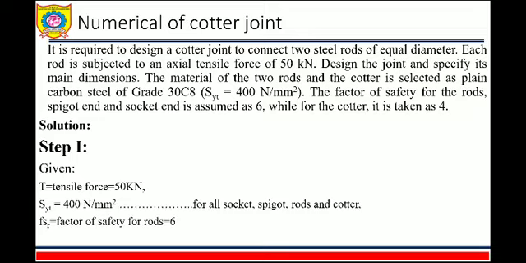Then factor of safety of rods is equal to 6. That means factor of safety, whatever rods are there which are connected to spigot and socket, of which factor of safety is 6. Then factor of safety of the cotter is equal to 4. So here two different factor of safeties are there. Sometimes factor of safeties are same for socket, spigot, rod as well as cotter.